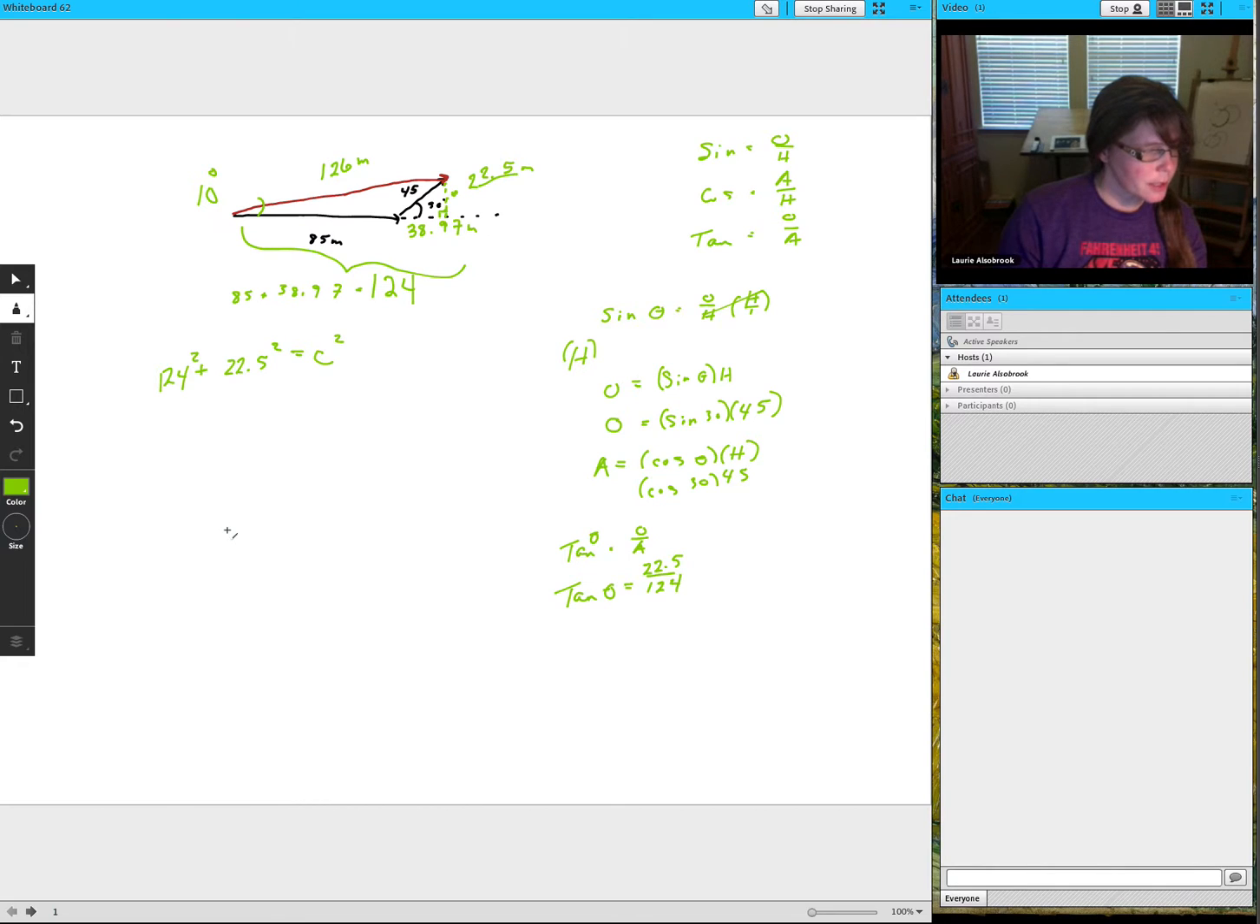So, in answer to this question, the displacement of the roller coaster from its starting point is 126 meters, 10 degrees north of east. And there you have it.